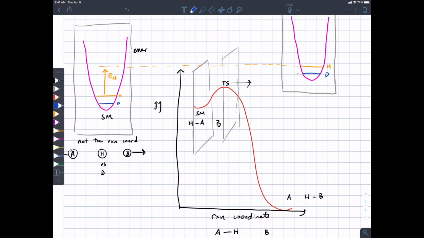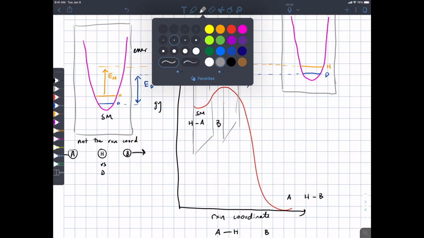Similarly, the activation energy for deuterium is right here. It's the difference between the zero-point energy of deuterium in the transition state versus in the starting material. Now, because the transition state and the starting material are similar in structure, I'm going to highlight, I don't know what color we should choose, running out of colors.